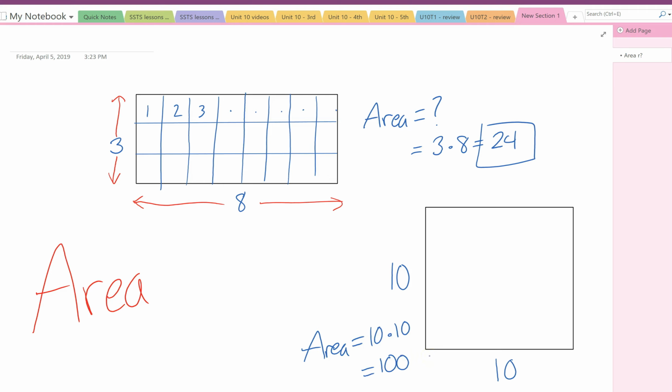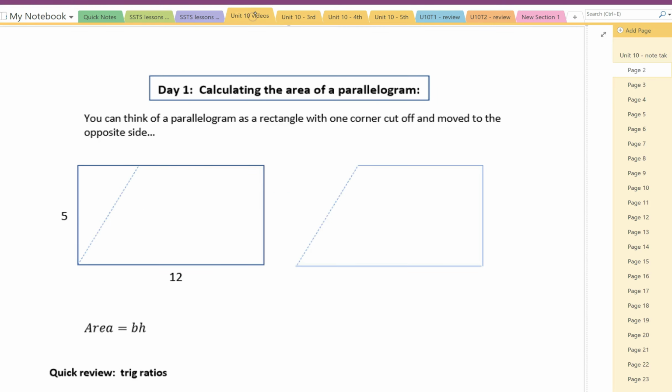Okay, so that's not on your note taker. It's okay if you want to sketch this on the back, you can, but you don't have to. So now let's actually get into chapter 10.